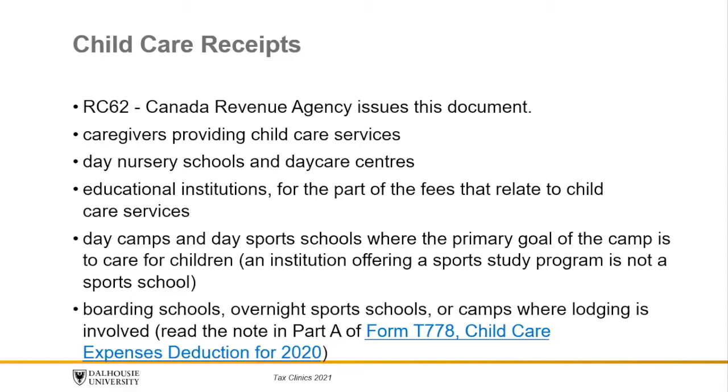If you have a child, you may have childcare receipts. If you've done tax returns in the past, the Government of Canada's Canada Revenue Agency may have sent you an RC-62 receipt. If you are paying a caregiver for childcare services, your caregiver can also issue you a childcare service receipt. You can also get receipts from day nursery schools and daycare centers. You can also receive receipts from other educational institutions for the part of the fees that relate to childcare services.